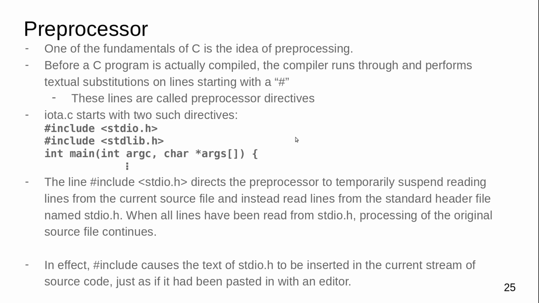Alright. So one of the fundamentals of C is the idea of preprocessing. And we kind of talked about this a little bit because I mentioned header files, which we can see up here are these .h files. Before a C program is actually compiled, the compiler runs through and performs textual substitutions on lines starting with a #. And these lines are called preprocessor directives, and it essentially tells the preprocessor to stop and look at that line and do some sort of substitution while the preprocessor is running through the file.